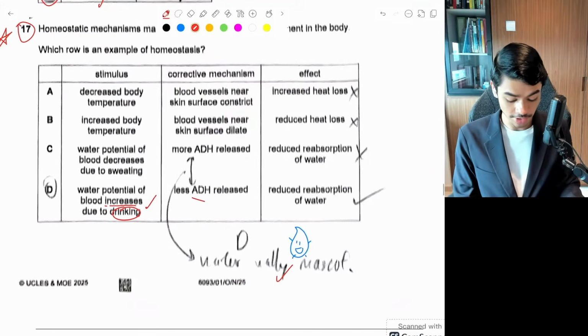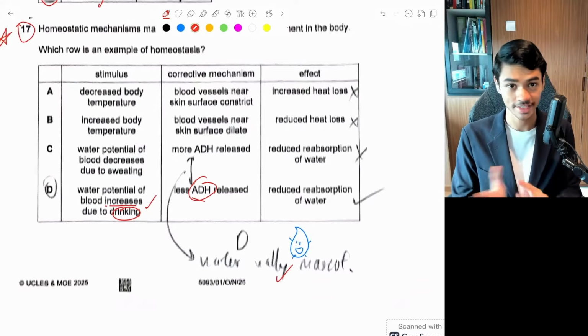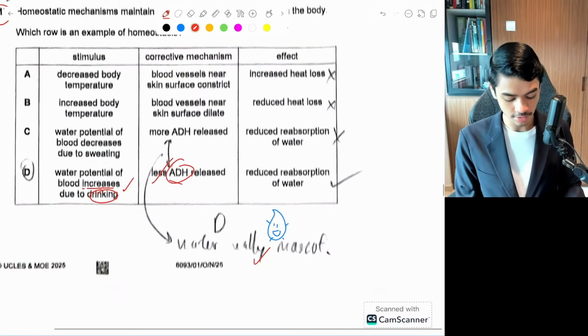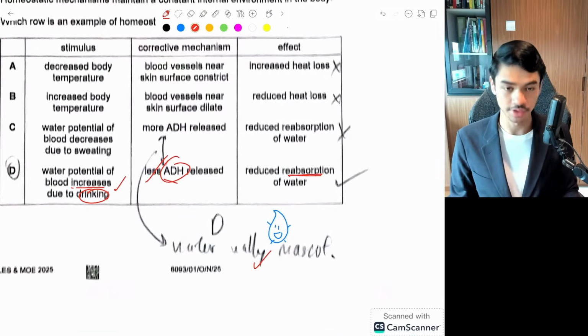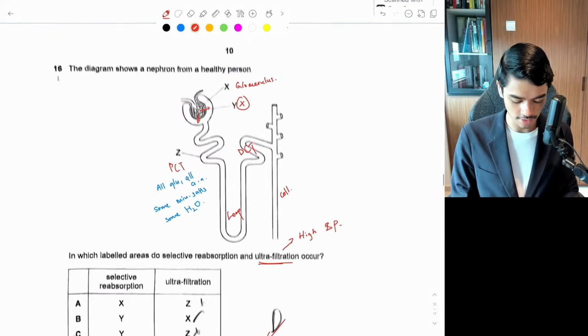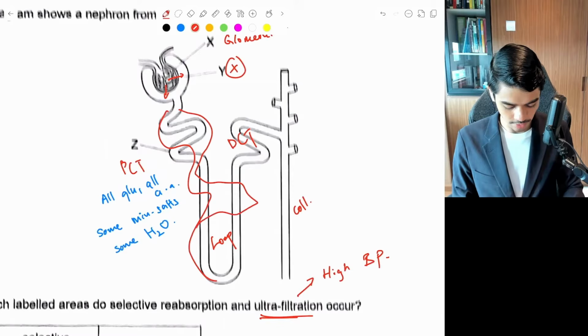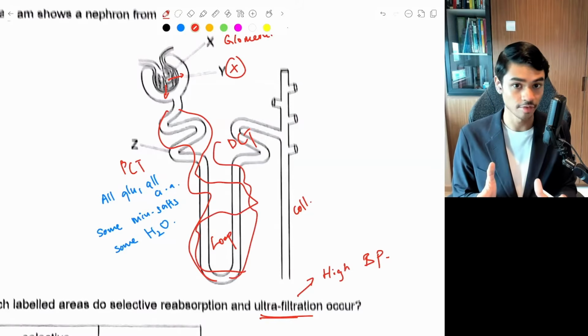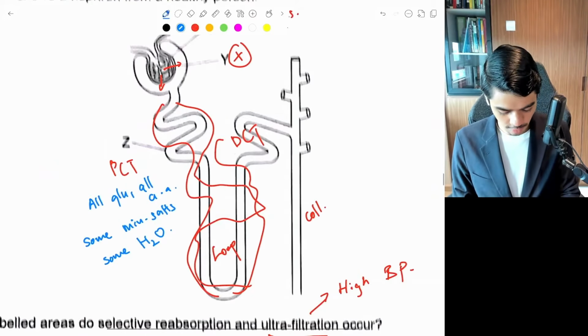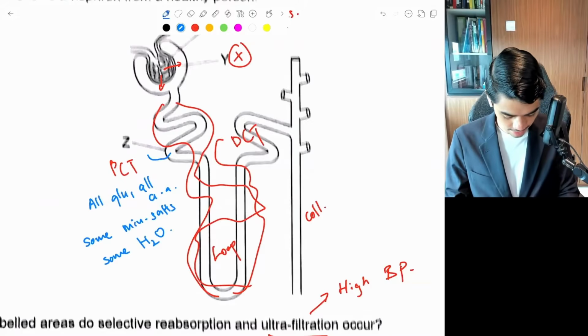So less water, Wally, are released, less ADH. So this is true. And then this will lead to reduced reabsorption of water. What does this mean? Reabsorb from where to where? Actually, you can look up here. Reabsorb from, so there's blood capillaries going all throughout, right? There's a network all around the nephrons. So reabsorb means from the filtrate, go back to the bloodstream.